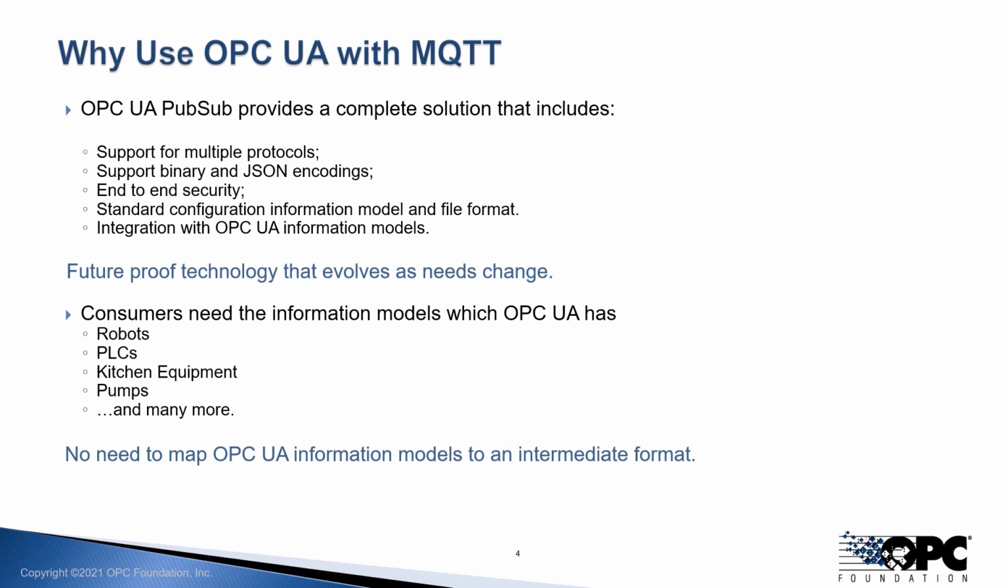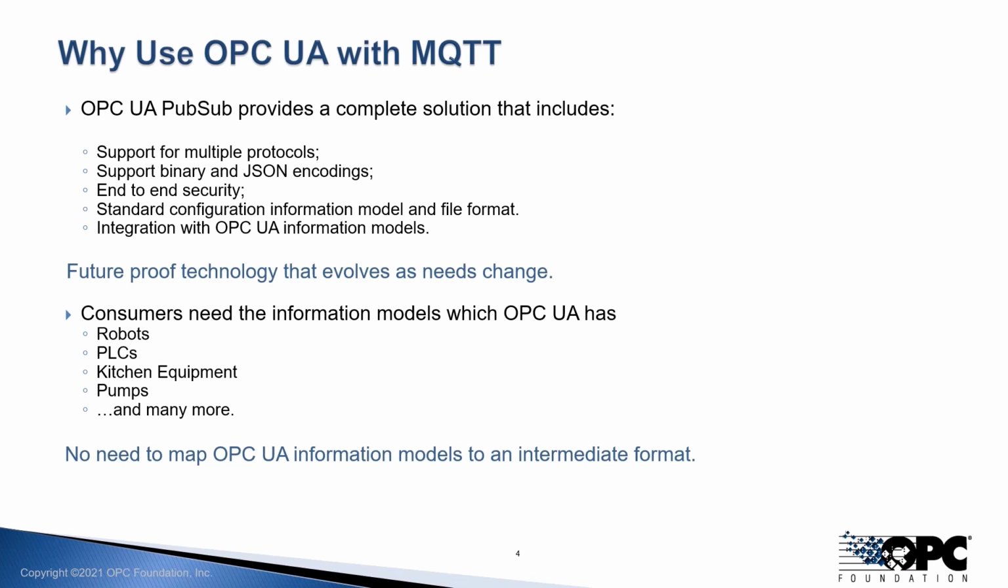And this framework also includes support for binary encoding, support for JSON encodings, and potentially other encodings down the road. End-to-end security, there are mechanisms in place to allow you to send a message and not worry about whether or not you trust the middleware. The standard configuration information model, I'll be talking more about that later in this talk. That's a very important feature. And integration with OPC UA information models.